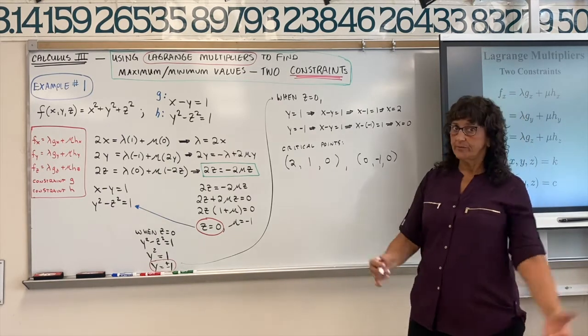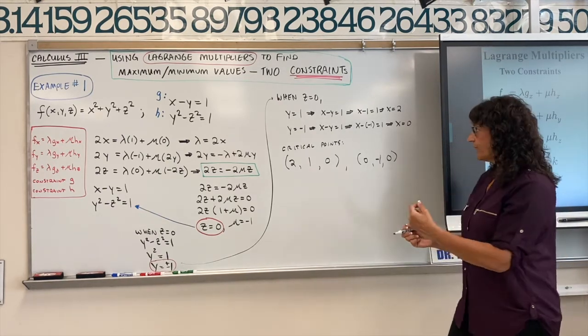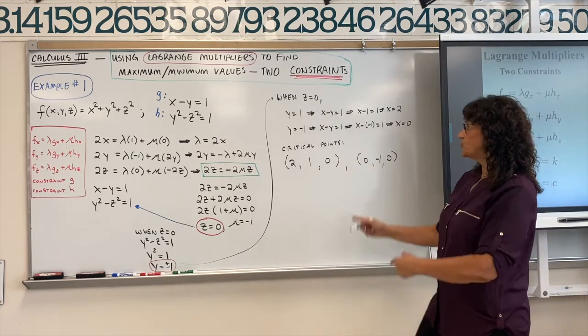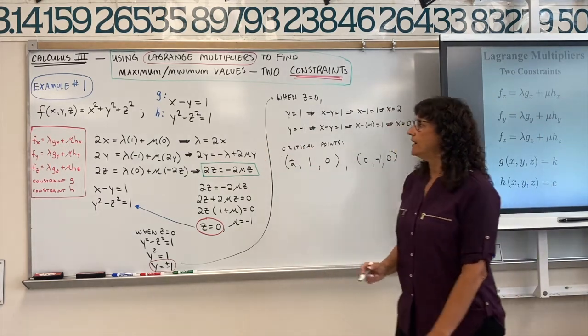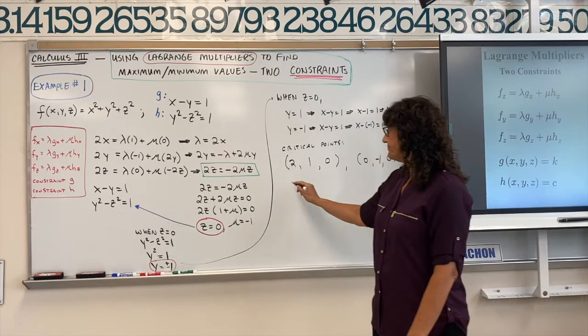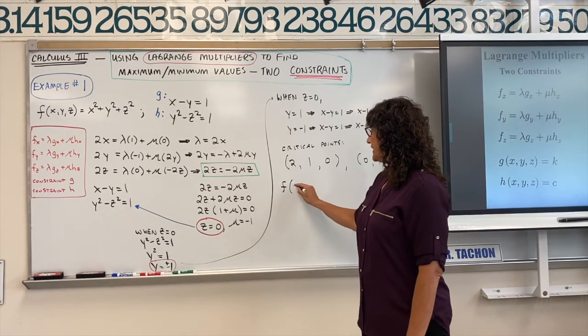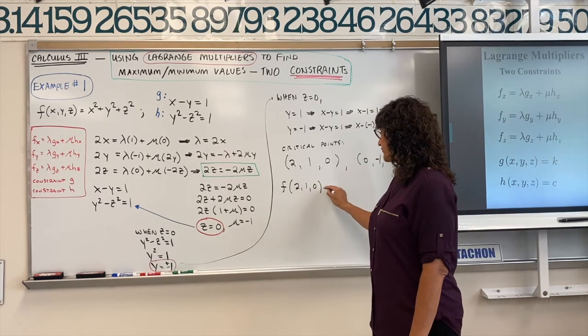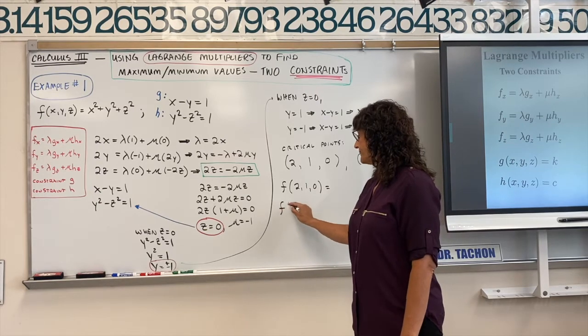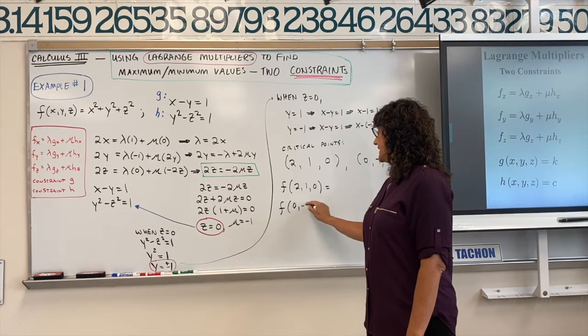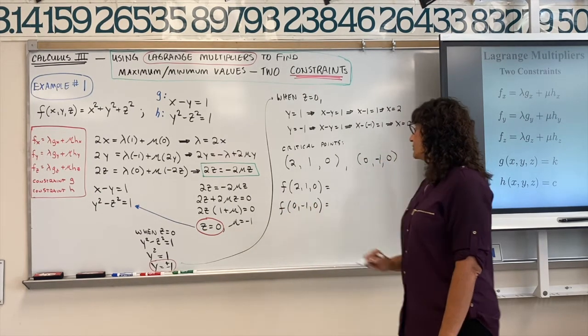So one of them is going to be a maximum value, one's my minimum value, and how do I know which is which? I go back to my function. All right, and let's find my function value at (2, 1, 0). Well, let's figure out what that function value is, and let's find my function value at (0, -1, 0). These are my critical points.